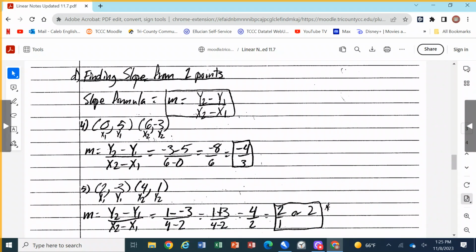Finding slope from 2 points, or in other words, using the slope formula. Okay, so again, the slope formula, m equals y2 minus y1 over x2 minus x1. When you're finding slope, really, anytime you're using a formula, write it down. Even if you know it, write it down, even just as a reference, so you can see where everything went.